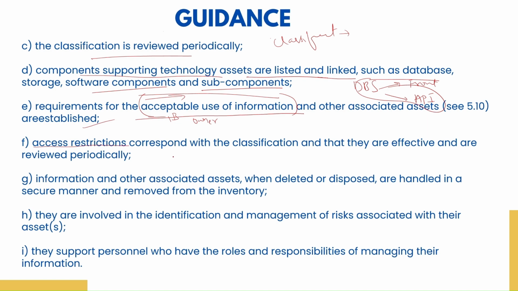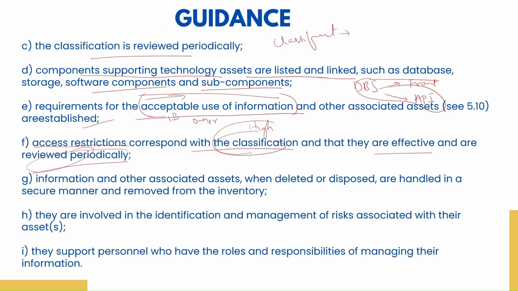Access restrictions. Not everyone should have access to your asset. It corresponds with the classification. If it is a high classification device or asset, then access restrictions should depend upon the classification level. If it is low, then you can give everyone view access or whatever. So it is upon you to decide what access restrictions you will give based on the classification of the asset. And you also have to make sure that they are effective and reviewed periodically.